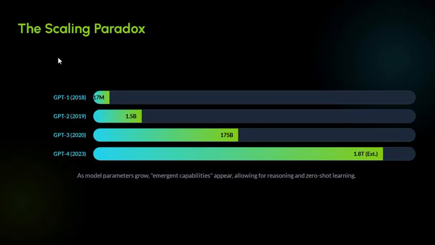But there's also something called the scaling paradox. As model parameters rise, emergent capabilities appear, which allow for reasoning and zero-shot learning. As you can see here, here are all the different GPT models that OpenAI has created. Well, this is 3 years old, but as you can see, it went from 17 million to over 1.8 trillion parameters in just 5 years. And that's the scaling paradox. It gets exponentially better.